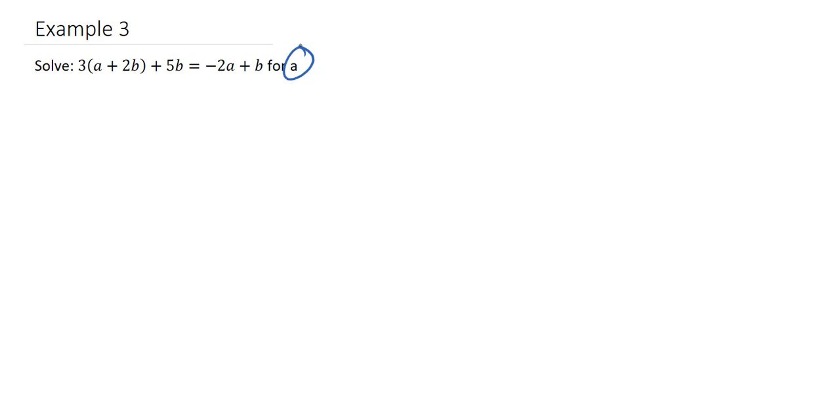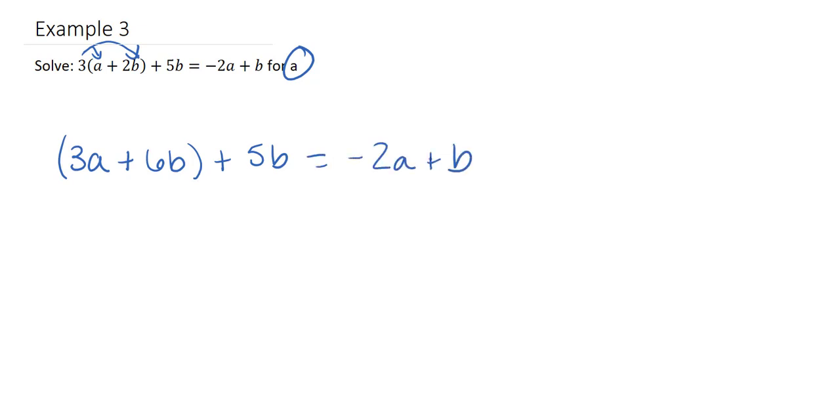When we look at this, on the left-hand side we have to distribute. That was one of the first things. So let's deal with that. We have 3 times a, which is just 3a, then 3 times 2b, which is 6b. Then, I'm going to leave that in parentheses, plus 5b, which is equal to negative 2a plus b.